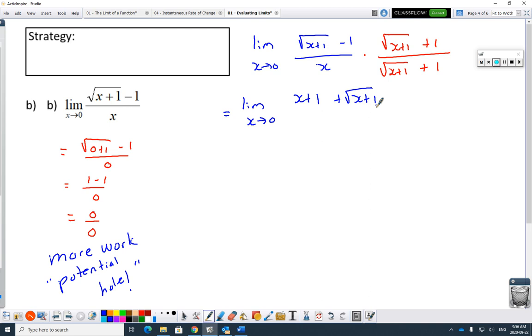So I went root x plus 1 times root x plus 1, and I got x plus 1. Then I went root x plus 1 times 1, and I got root x plus 1. And you're like, this is getting worse, Mr. Todd, not better. You know, you're making a big mess here. I'm like, oh, keep going, keep going. Negative 1 times root x plus 1, negative root x plus 1.